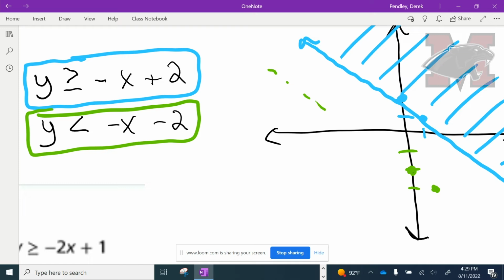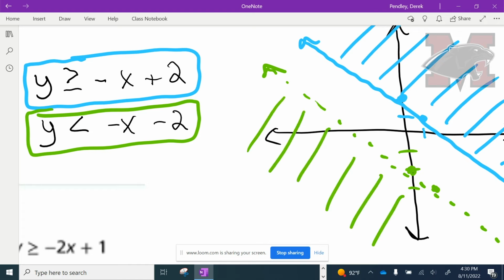So I have a dotted line because it's less than and not less than or equal to, which means that the line in the picture does not represent things that will make that true. So you do not include the line, but you need to include everything up to the line. So again, let's test the origin. Is 0 less than -2? Is 0 smaller than -2? No, it's not. So therefore, this side of the line must be shaded.